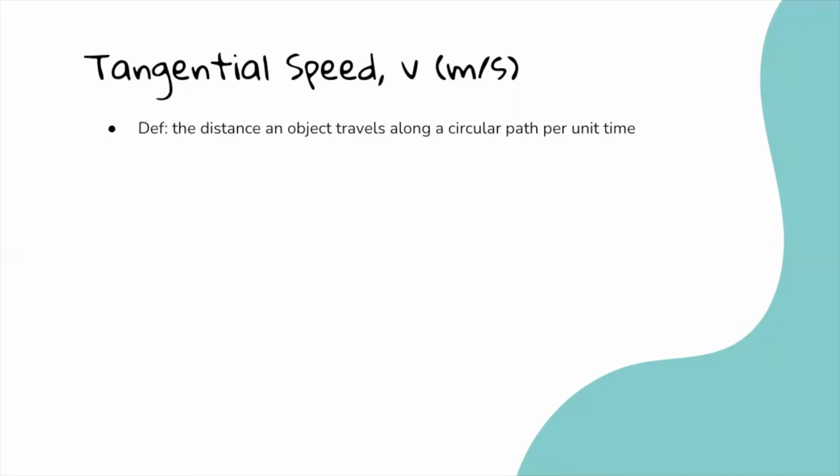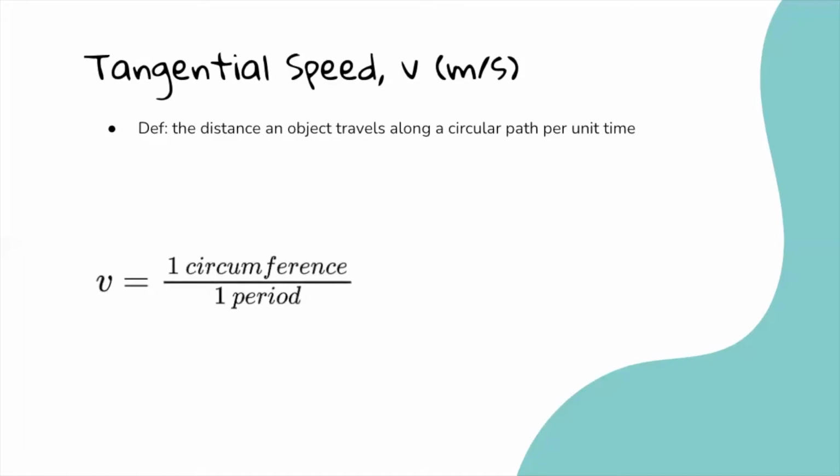Okay, so next, I had you do tangential speed. Tangential speed is just like regular speed, except it's the distance along a circular path. And we call that distance along a circular path a circumference. So tangential speed is distance divided by time. It's just that the distance is going to be a circumference.